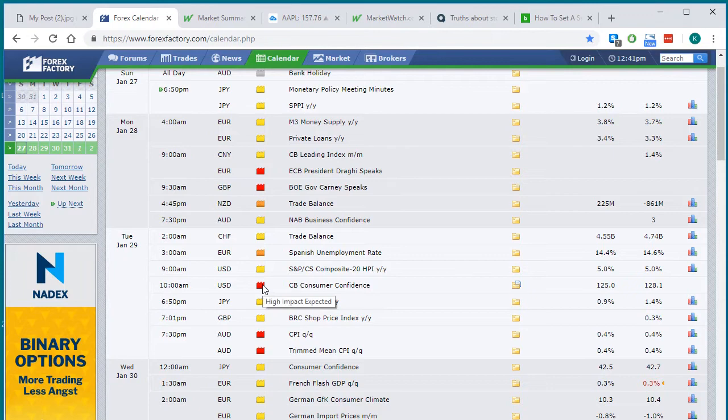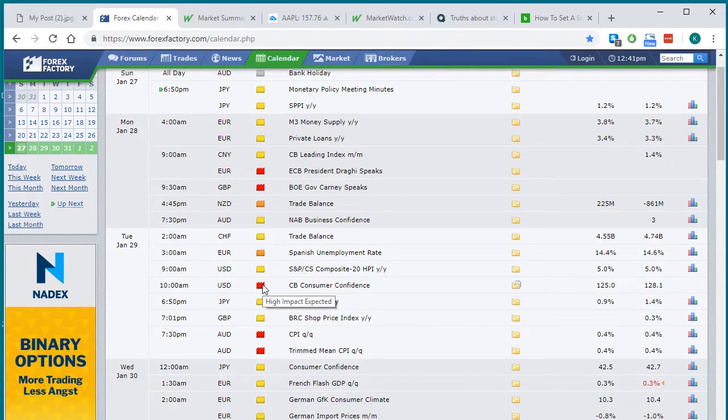So you've got the Bank of England governor speaking on Monday, the 28th at 9:30. That's right when the U.S. markets open. So it's probably going to be an exciting time if he's talking about anything economic or says something strange or hawkish. But look out for the high impact items.